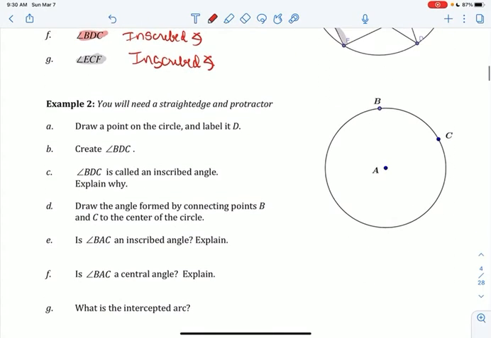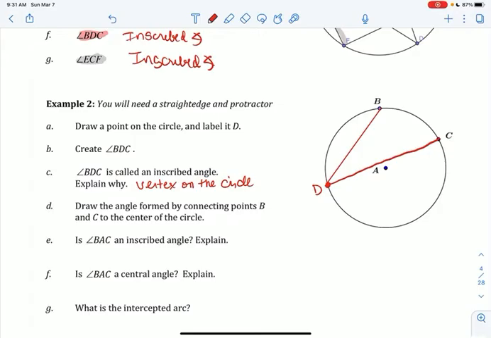Okay. All right, here we go. Draw a point on the circle and label it D. I can put that point wherever I want. I'm going to put it right here. All right, create angle BDC. So I'm going to go from B to D and then from D to C. All right. BDC is called an inscribed angle. Explain why. The vertex is on the circle. Okay, D is on the circle.